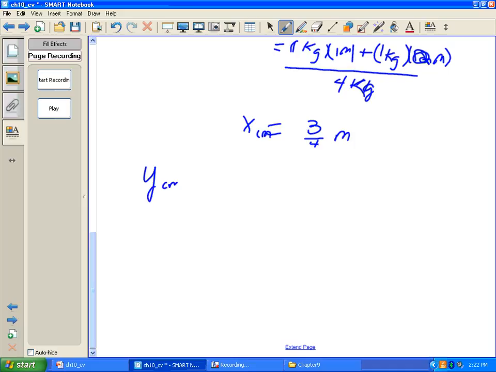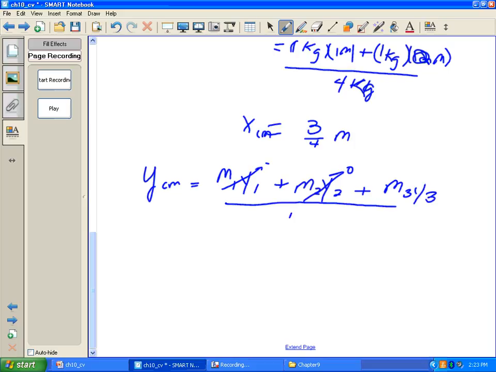Now let's obtain Y center of mass. Y center of mass equals, here again, the sum of M1 times Y1, which we know is 0, plus M2 times Y2, which too is 0, plus M3 times Y3 divided by M1 plus M2 plus M3. That gives us, when we substitute all the numbers, 2 kilograms for M3, 2 meters for Y3, 4 kilograms for the sum of the masses, we get Y center of mass is 1 meter.